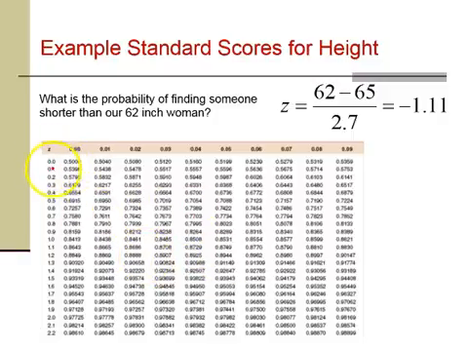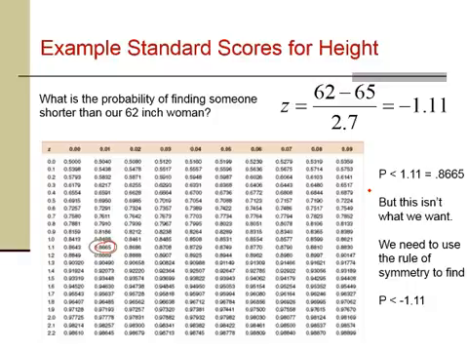If we come to this table, here's our first decimal of our z-score. We know we have 1.1, and we're at 1.11, so we're going to come over to that 01 column. So here we are. Here is our probability of being less than a z-score of 1.11. So 0.8665.